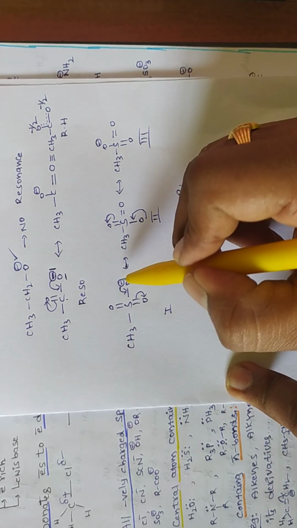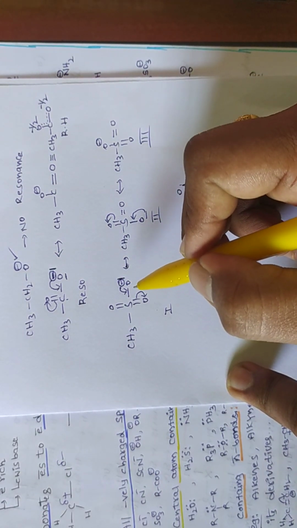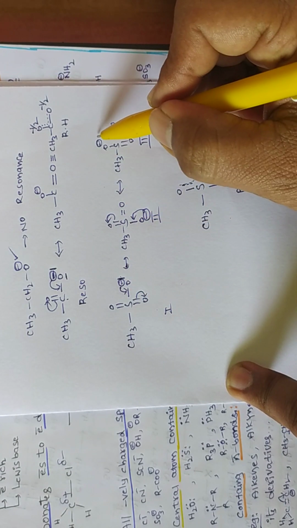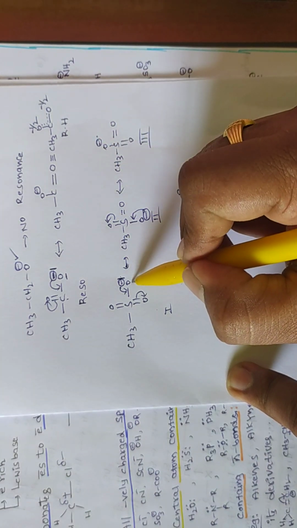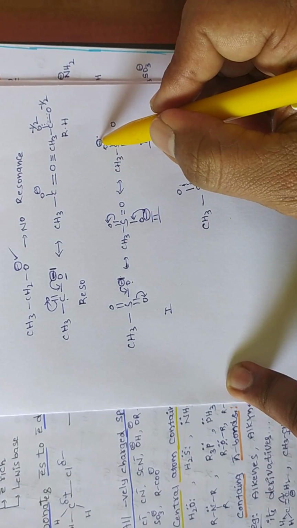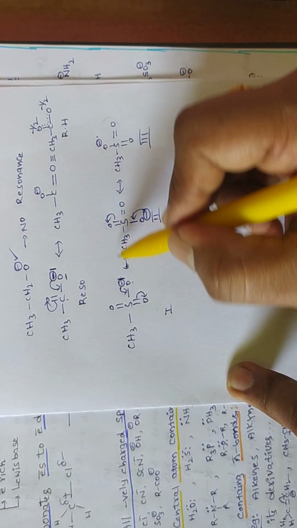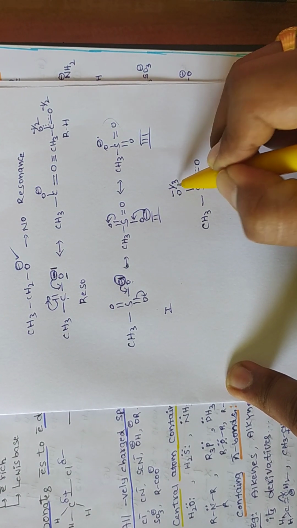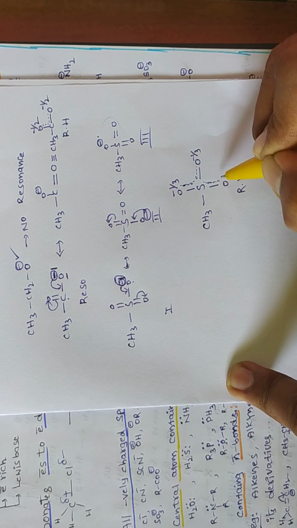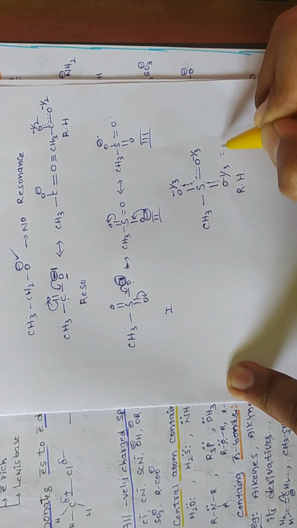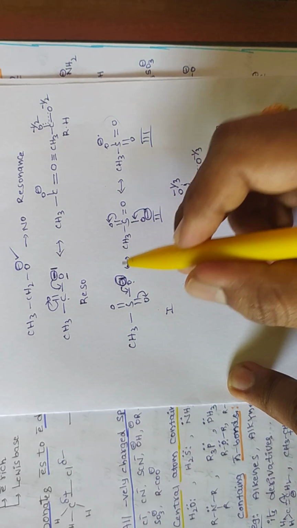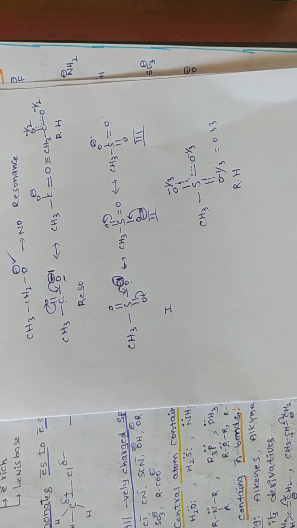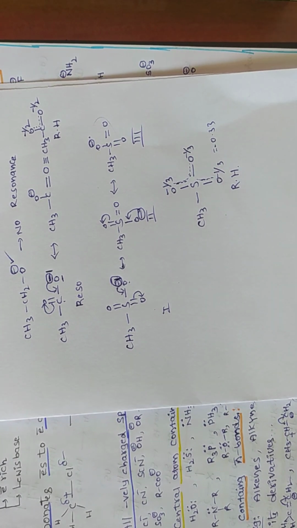Because of that resonance, one unit of negative charge is shared by how many oxygens? Due to the resonance, this oxygen carries the charge in the first structure, this oxygen in the second structure, and this oxygen in the third structure. Because of the resonance, one unit of negative charge is shared by three oxygens. So each gets minus 1 by 3, which is 0.33. That means the negative charge on the oxygen decreases.